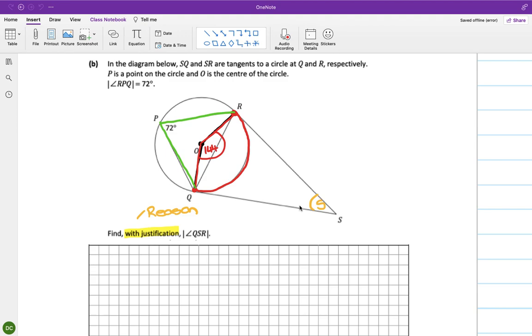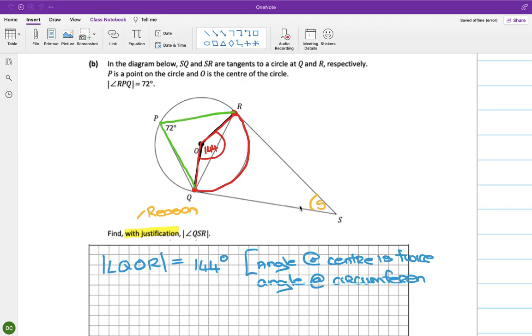Right, so now justify that. Angle QOR is equal to 144 degrees because the angle at the center is twice the angle at the circumference when they are on the same arc. Okay, so that's the first bit.